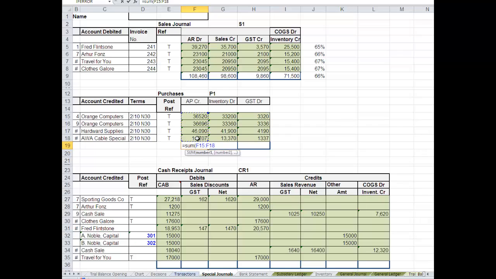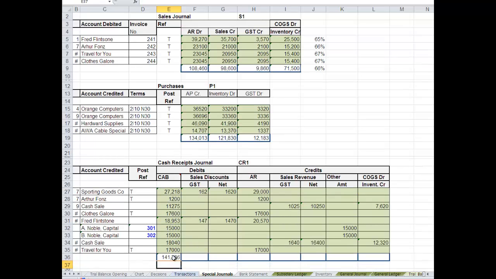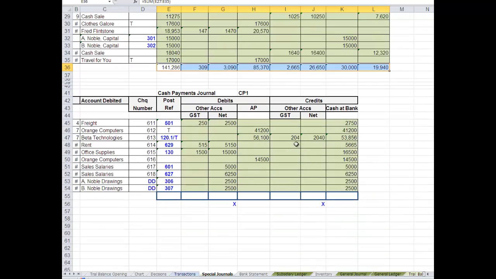Because what we're going to do now is, instead of posting individual items, post the totals. Same here. This process is reasonably quick from here. And fill that across with Control R. Next one down. Again, same process. Fill across.